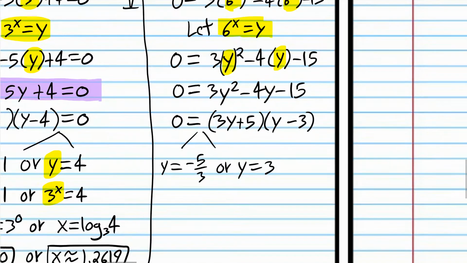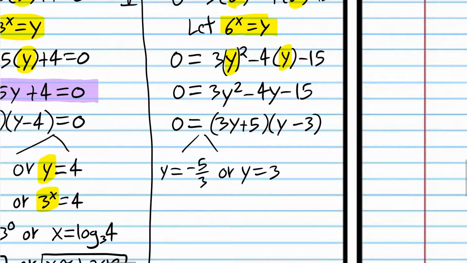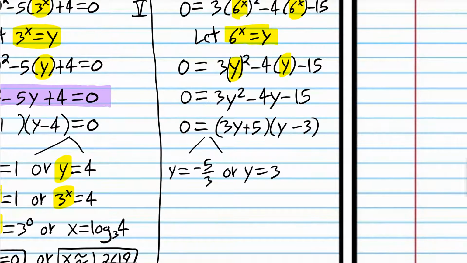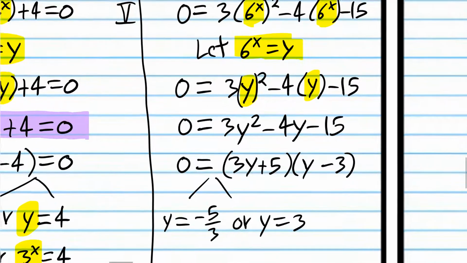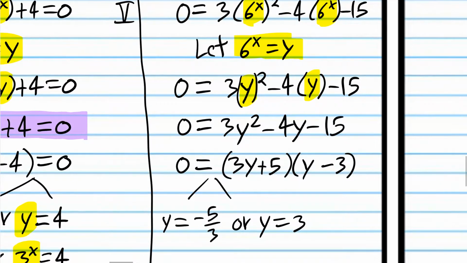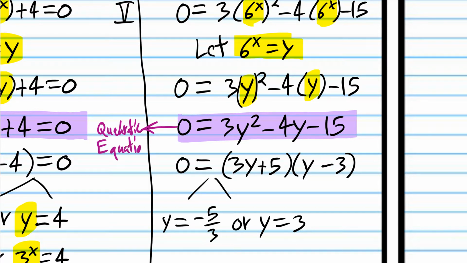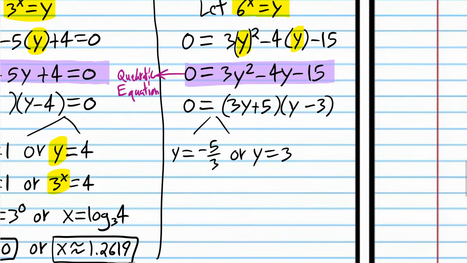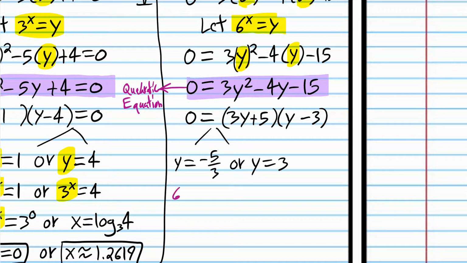but remember, y up there was just equal to 6 to the x. And let me identify this as a quadratic. That's a quadratic equation, and it's already in standard form. So y is 6 to the x, so we can just replace y with 6 to the x.